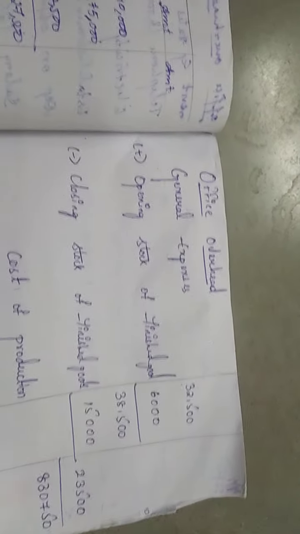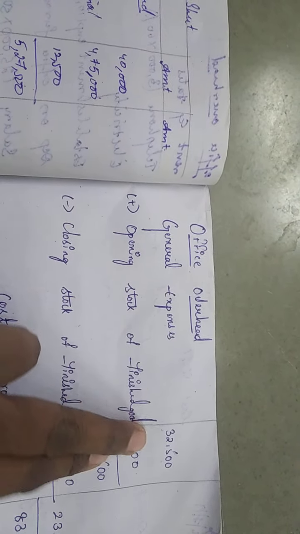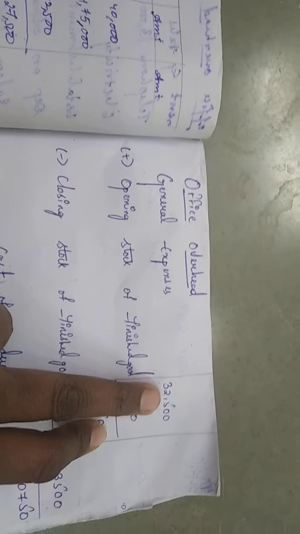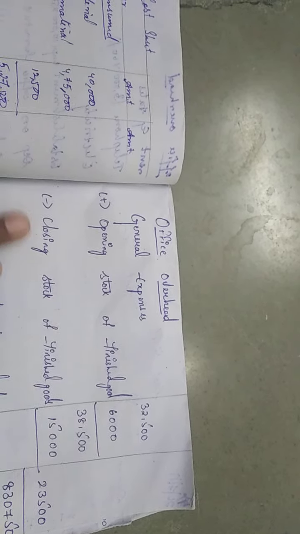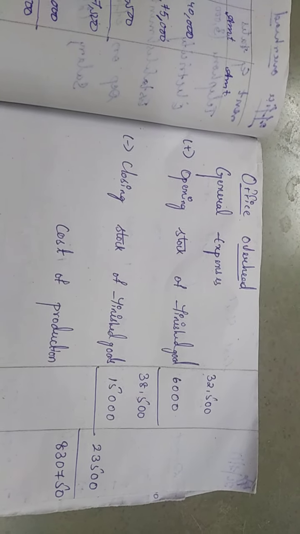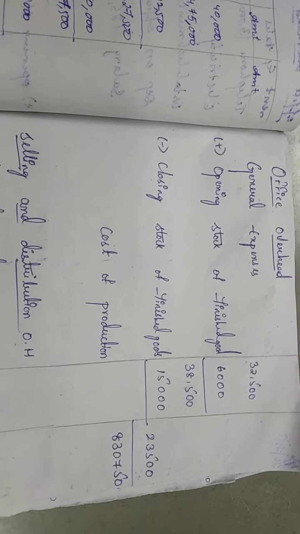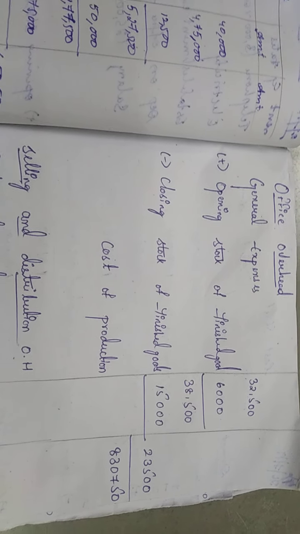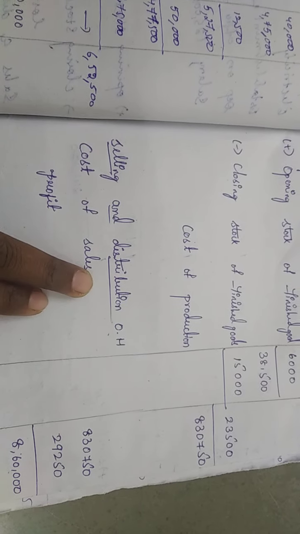Next, after that, administration or office overhead, general expenses. How much you got here? 32,500. So add opening stock of finished goods, minus closing stock of finished goods. So finally, how much you got here? 23,500. So cost of production is 8,30,750. Next, finally, what we have to do? Office overhead should be added to the work cost. Then finally, selling and distribution overhead.